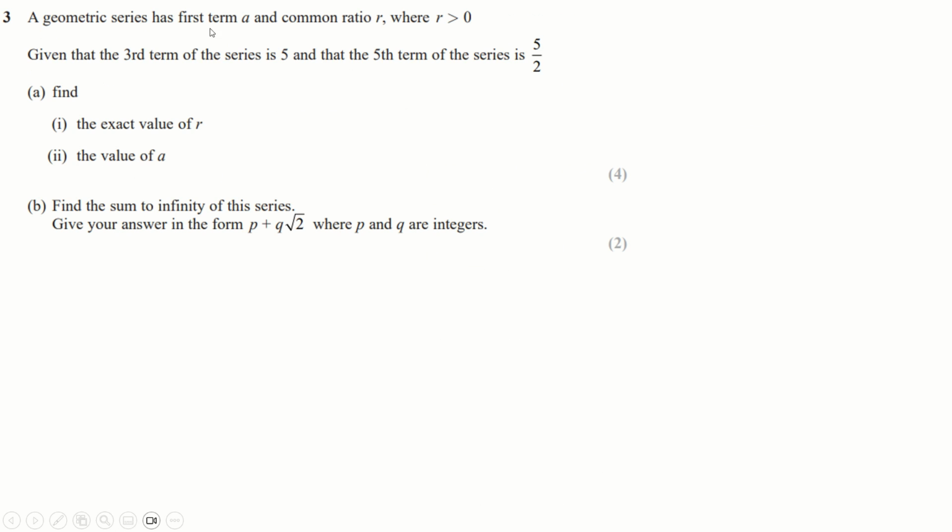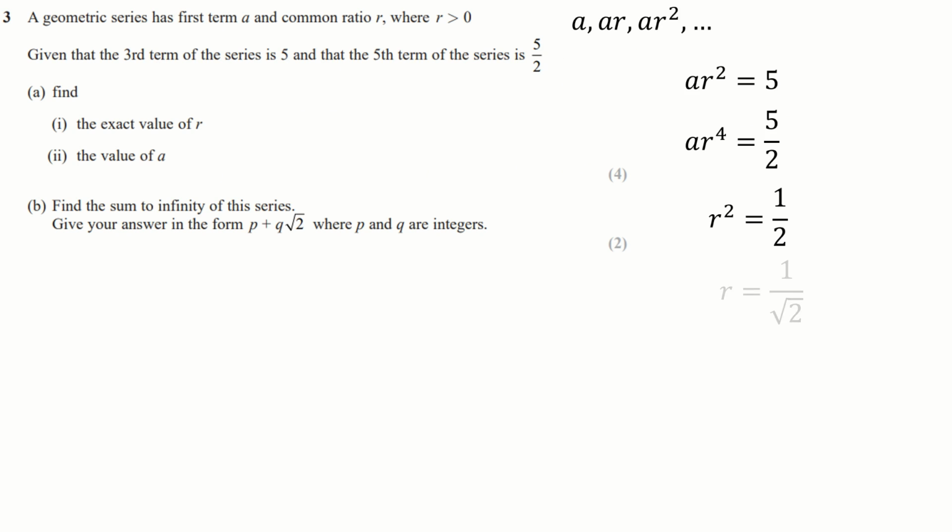Question 3, so a geometric sequence goes a, then ar, then ar squared, and so on. So this is each term. The third term, therefore, is ar squared, that's 5. And the fifth term is, therefore, ar to the 4, which is 5 halves. Do this divided by this. 5 over 2 divided by 5 is a half. So we get r squared as a half, so r is 1 over root 2. It's positive, so it's not negative.